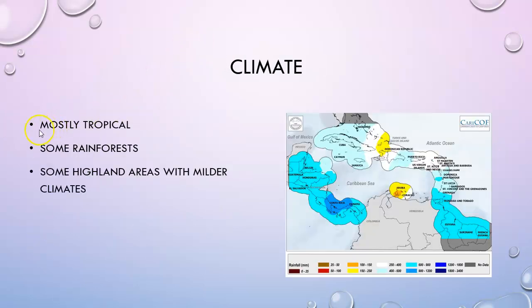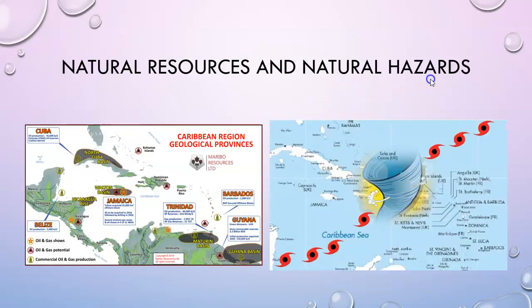Climates, mostly tropical climates. There are some rainforests, and then, of course, the areas that do have the mountains, the higher you go up in elevation, the more mild your climate becomes. Natural resources and natural hazards.